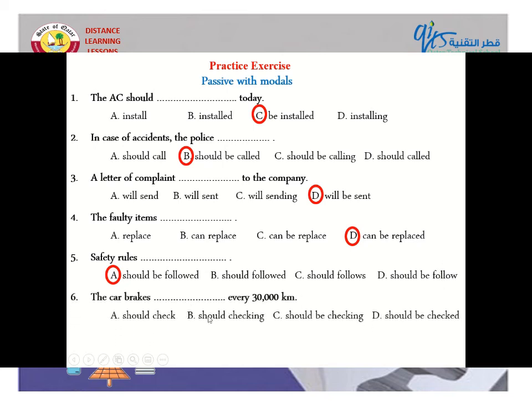And the last one is, the car brakes, space, every 30 kilometers. So we need modal verb, be, plus past participle. Should check, wrong. Should check in, wrong. Should be checking, wrong. Should be checked, correct.